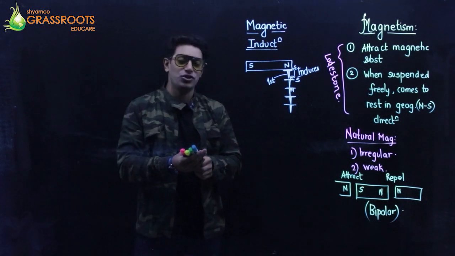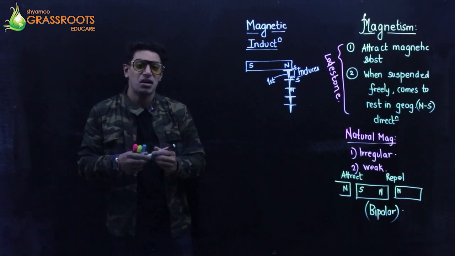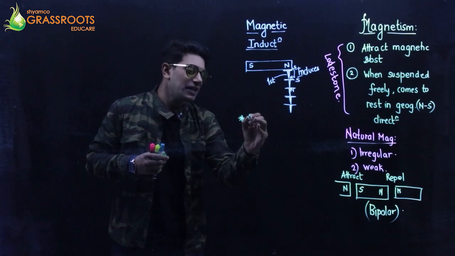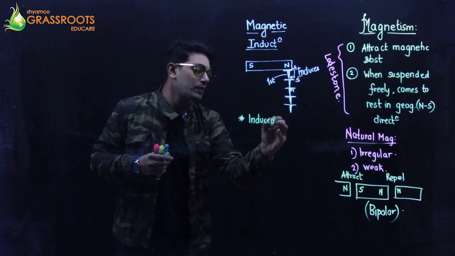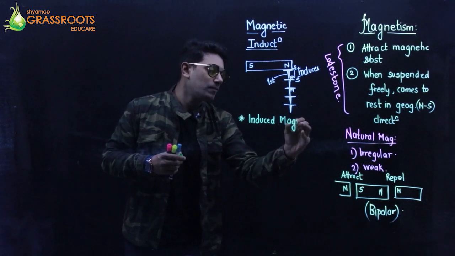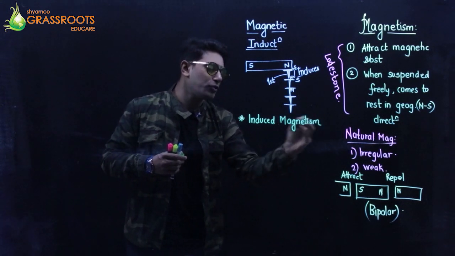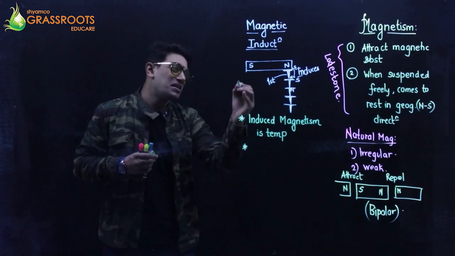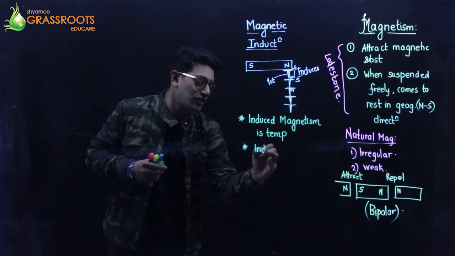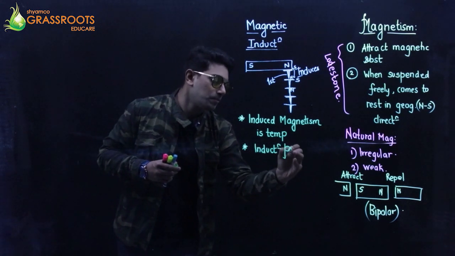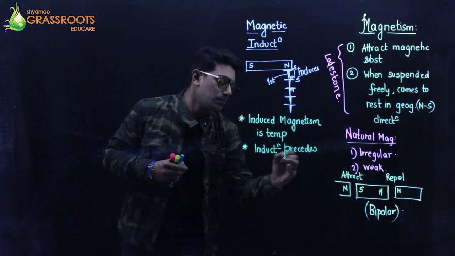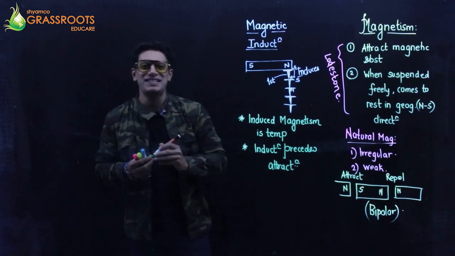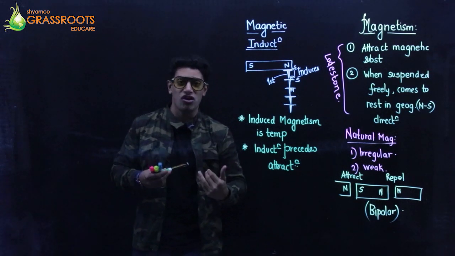Then there is a give reason which we need to nicely focus upon. There are two of them. The first one, induced magnetism is temporary, and second, induction precedes attraction. Induction precedes. Precedes means comes before attraction.